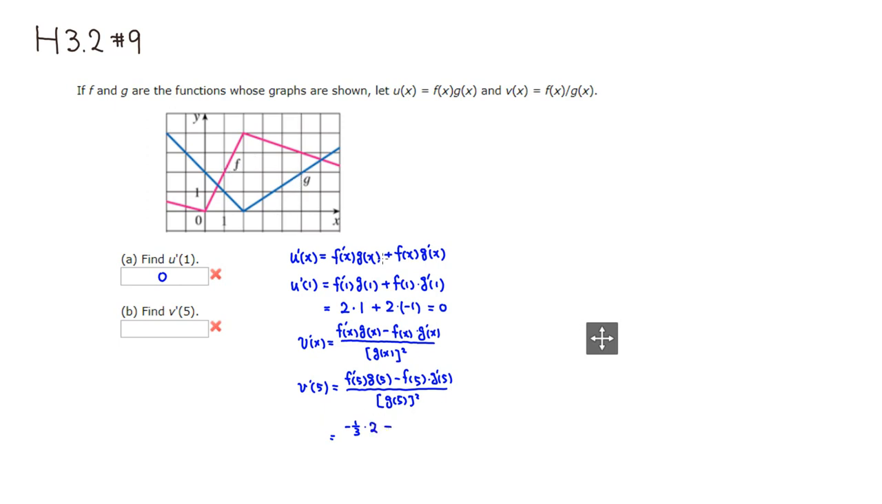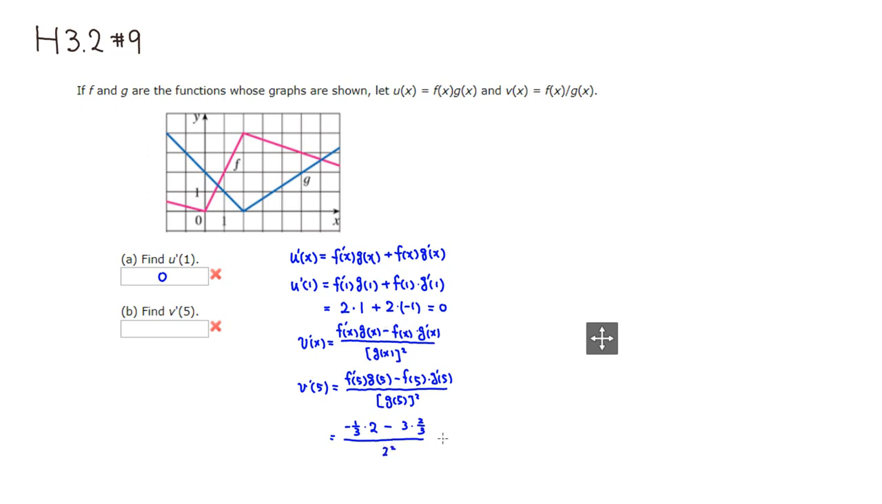minus f of 5. All right, so go here, f of 5 is 3 times g prime of 5. So it looks like the slope is 2/3. Then let's see, g of 5 was 2, right? So it's 2 squared.